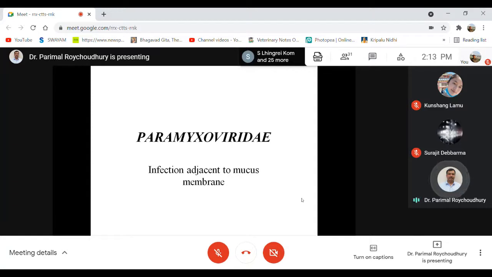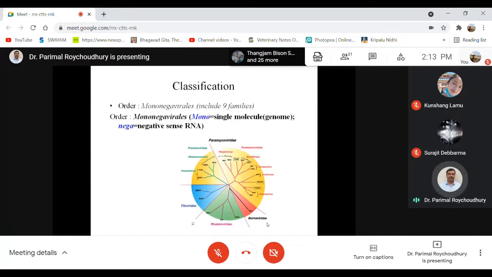In contrast, we have another group, Orthomyxoviridae. Ortho means true, and they truly infect the mucous membrane. That includes the influenza viruses, which will be discussed. So this Paramyxoviridae family is a collection of a large number of viruses.